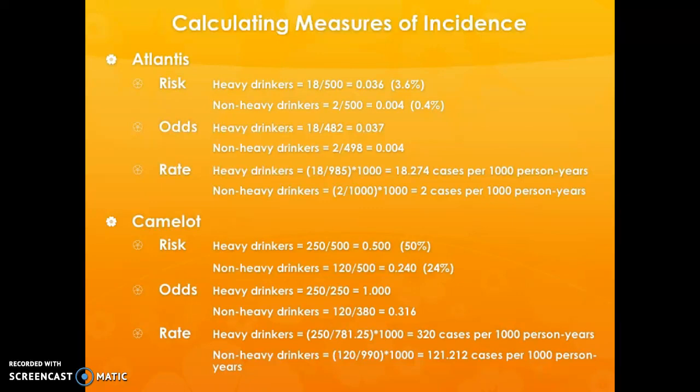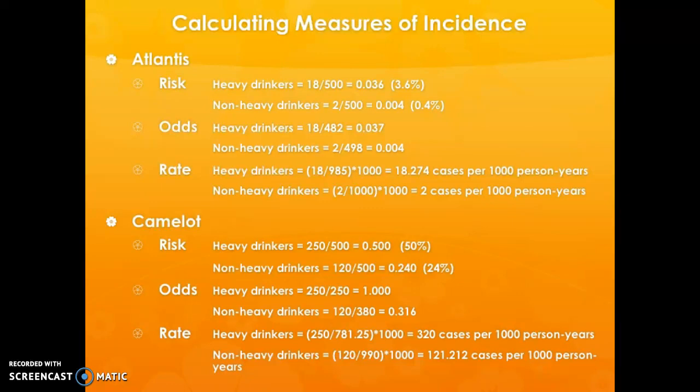For odds, heavy drinkers, you got odds of 1, so that's no association. So there's not a higher odds of having cancer than not having cancer among heavy drinkers. And then for non-heavy drinkers, it was 0.316, so the odds of stomach cancer among non-heavy drinkers is 0.316.